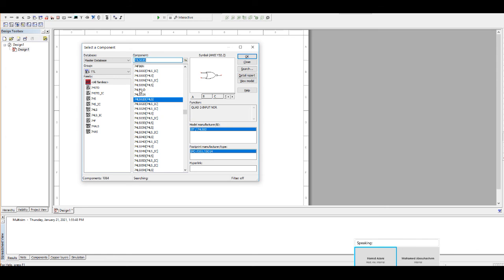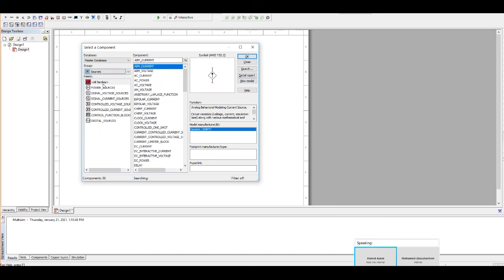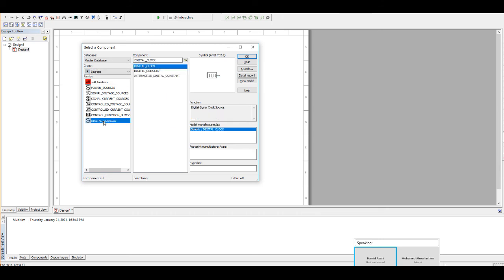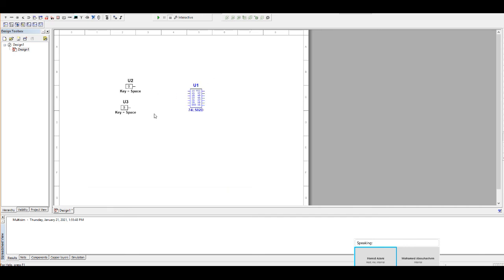Now, we need the switches to represent the inputs. You go back here to sources, you can find them here in sources. And there you have digital sources. In digital sources, I'll ask you to select this one, which is interactive. While your simulation is running, you can change this constant between 0 and 1. So I'm going to grab this. Okay, I can add more in here.